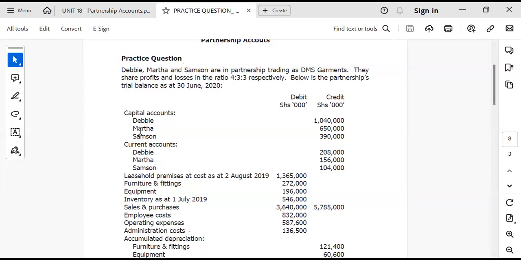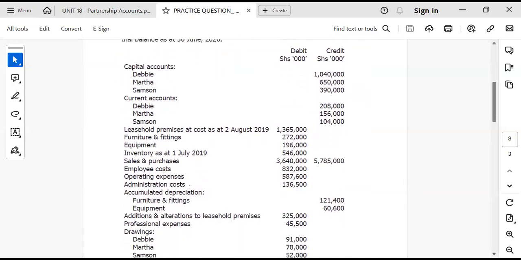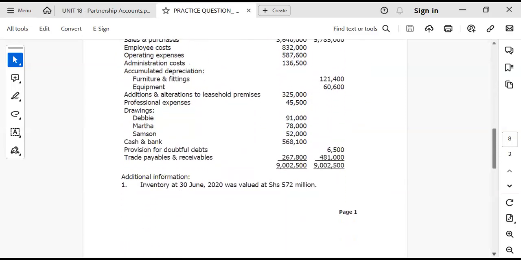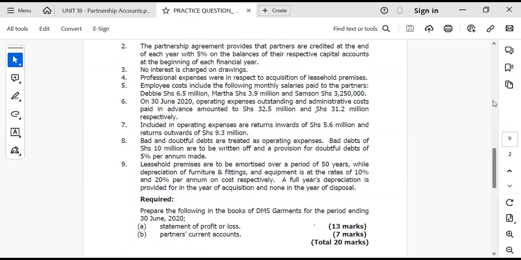The capital accounts, this is what we have for the capital accounts. The current accounts, this is what we have. So now another thing, when you look at a question like this, automatically the fact that they've given you capital accounts and current accounts, you know that it's probably going to be fixed capital, unless the examiner tells us otherwise.